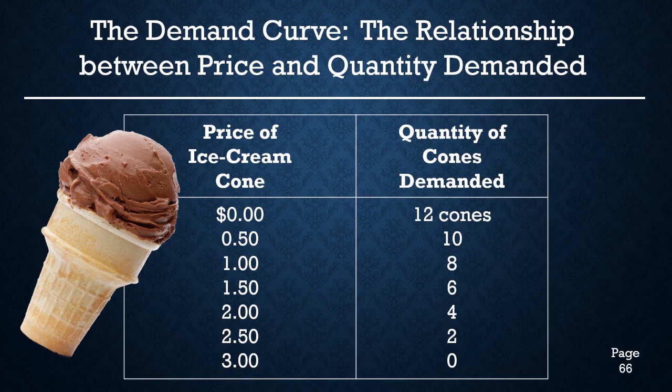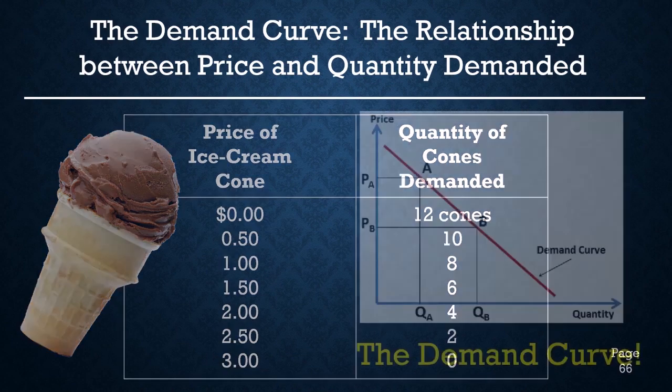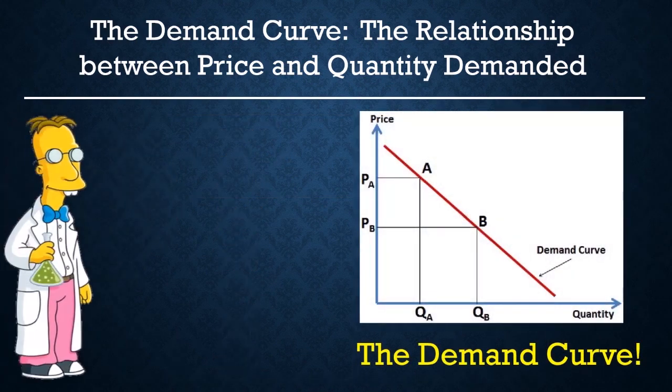So we can see here, for example, if the price of the ice cream cone was zero, people would demand 12 cones. If it was $1.50, they would have 6 people demanding it. And if it goes to $3, that would be considered way too much, and no one would want to buy it. So we can put this all in a graph called, wait for it, the demand curve.